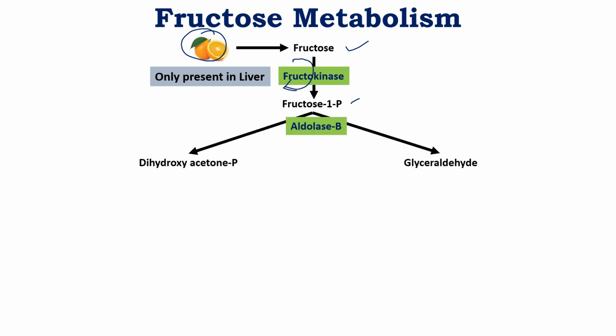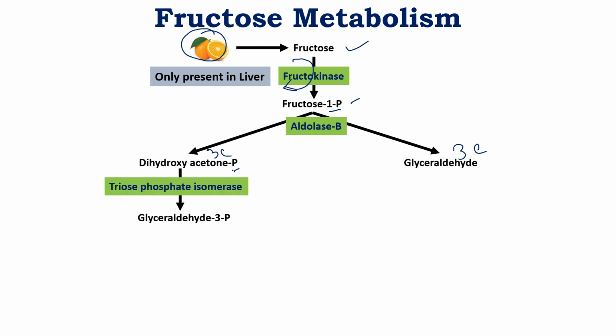This fructose 1 phosphate, the product of fructokinase, is going to be split into two different metabolites: 3 carbon dihydroxyacetone phosphate and similarly 3 carbon glyceraldehyde. Because it has only one phosphate and that phosphate comes here, we are not going to get glyceraldehyde 3 phosphate. That is different from glycolysis. I will compare it also. Now dihydroxyacetone phosphate is converted to glyceraldehyde 3 phosphate with the help of triose phosphate isomerase, similar to glycolysis. So this reaction is very similar to glycolysis.